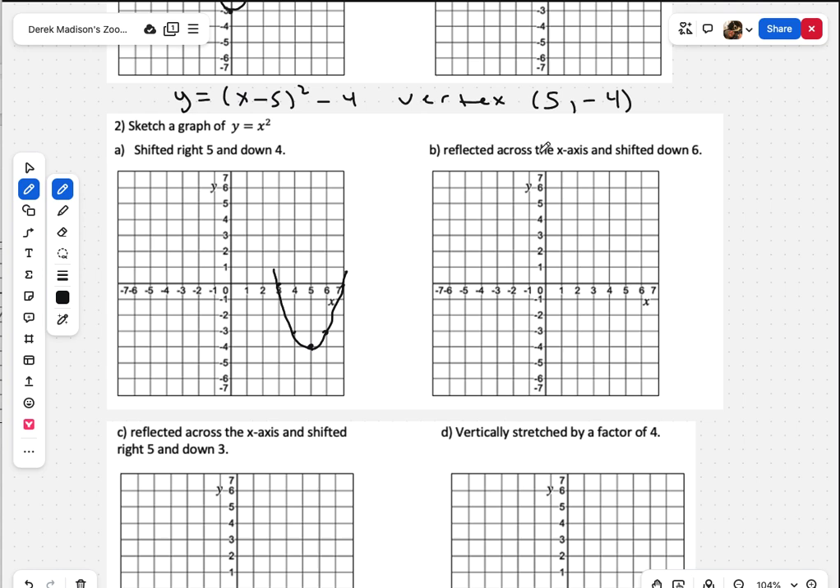For this one, we're supposed to reflect across the x-axis and shift down 6 units. So if I reflected this, do that much, it would be right there.